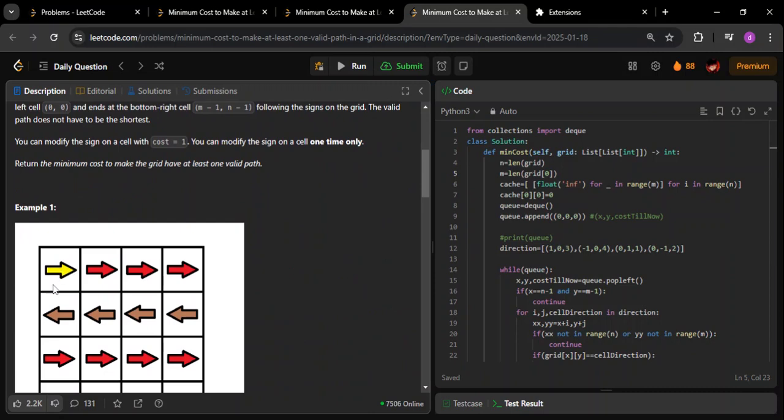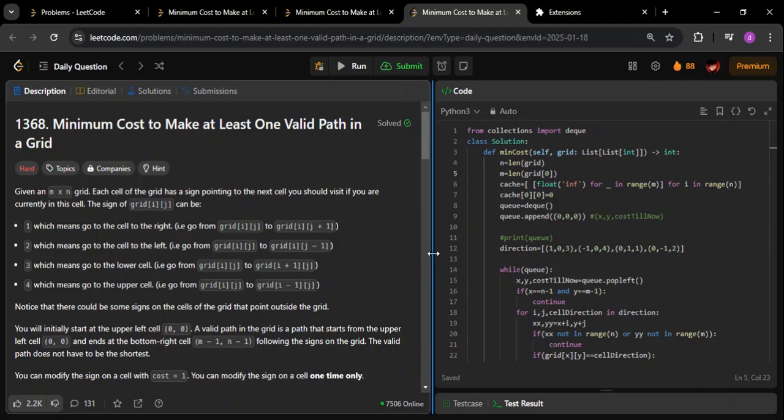So similarly, what we can do here is, when I'm at 0 comma 0, I can explore all the possibilities. That is, if I follow the path of the arrow, then the cost will be 0. If I don't follow the path of the arrow, then the cost that I will incur is 1. Accordingly, we can design a BFS algorithm. So that is the first solution that I am going to try.